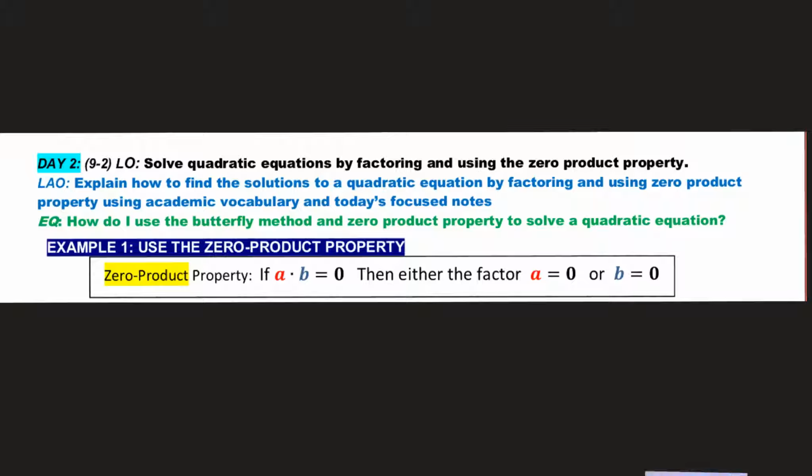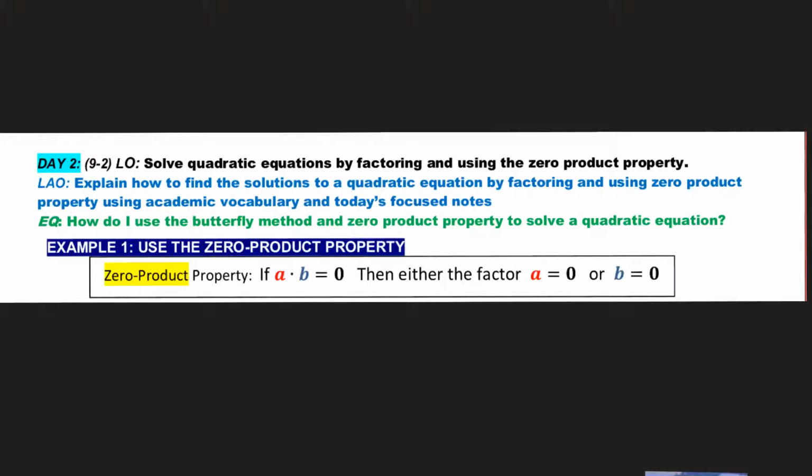All right, friends, you made it to day 2. Solve quadratic equations by factoring and using the zero product property is our learning objective. Our language acquisition objective is to explain how to find the solutions to a quadratic equation by factoring and using the zero product property, using academic vocabulary and today's focus notes.